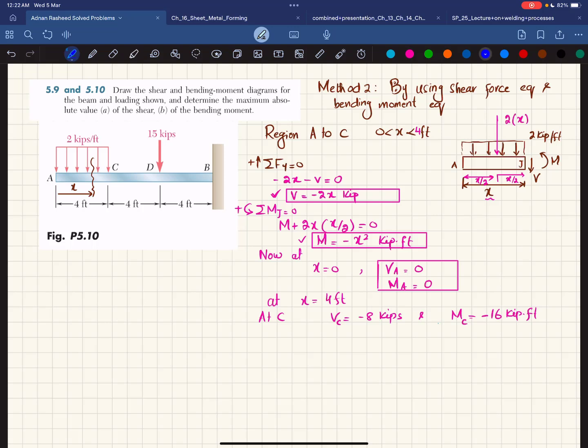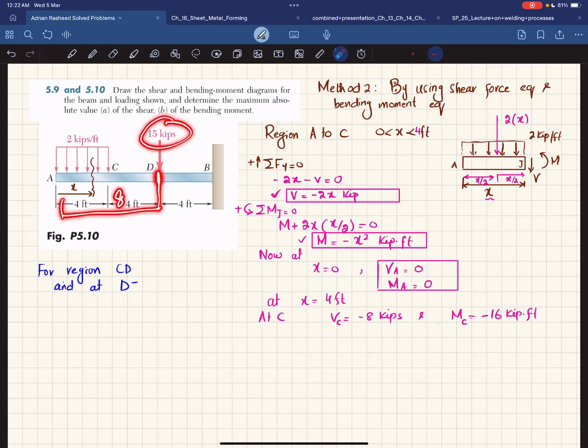Now for the region CD, just at D minus. What D minus shows is that it is slightly before this point. Clear? Exactly. We can take this distance as 8, but we will not include this 15 kip load. What we will do is draw the free body diagram. So the free body diagram will be like this.